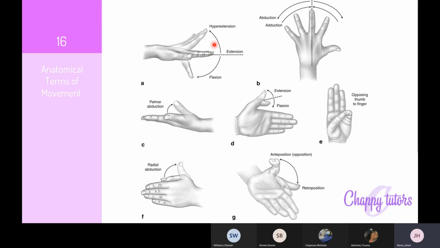Next we have extension, flexion, and hyperextension. Hyperextension of the digits, basically, you're moving the fingers beyond normal extension, right? Hence the name hyperextension, greater extension. We went through flexion, but flexion is decreasing the angle. If you can see here, when you flex the fingers, you're decreasing the angle between the fingers and the palm of the hand.